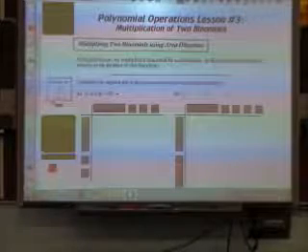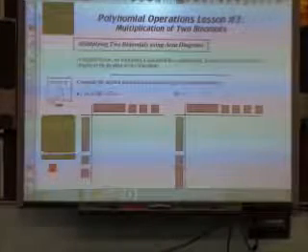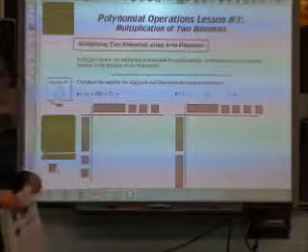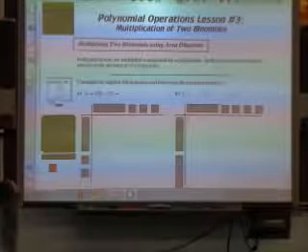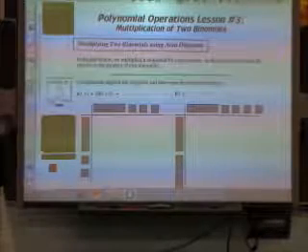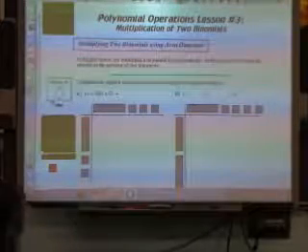So lesson number 3 looks at multiplying two binomials. We look at a couple of different methods. We look at using our algebra tiles, using some area diagrams, and then using our symbols or straight algebra.